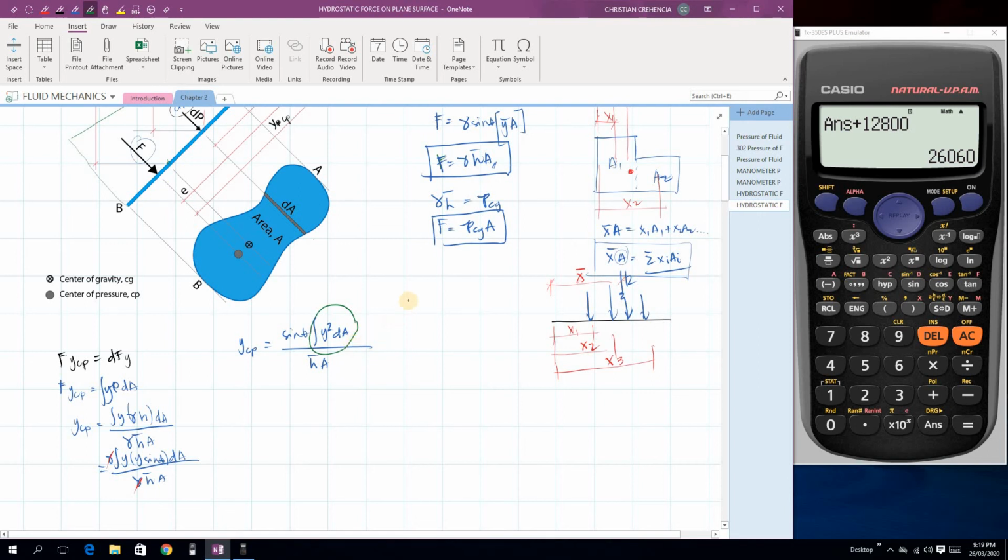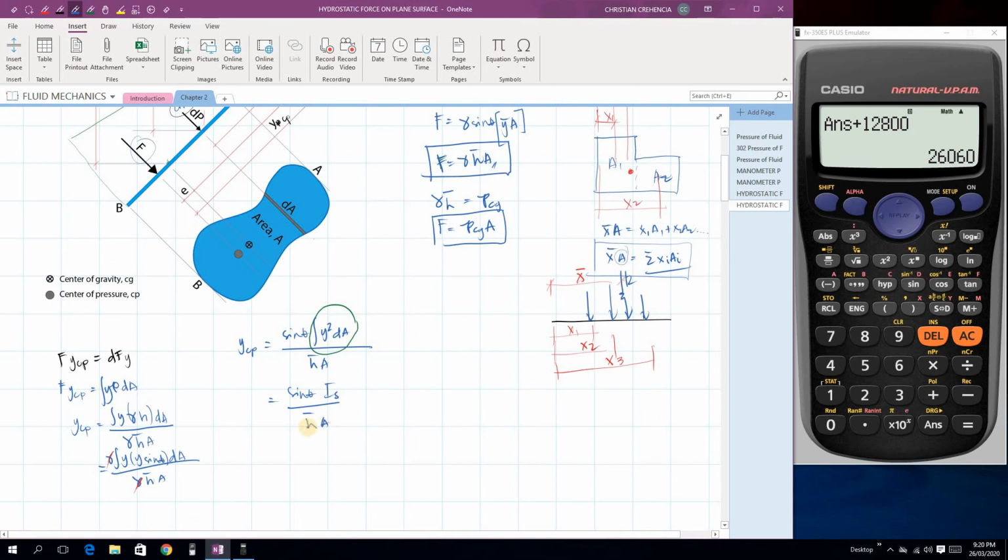is the moment of inertia, or the second moment of area. So that is equal to the moment of inertia about the liquid surface, because our distance y is measured from the liquid surface. Okay? So over h bar A.